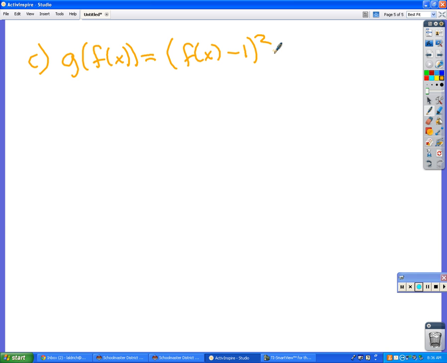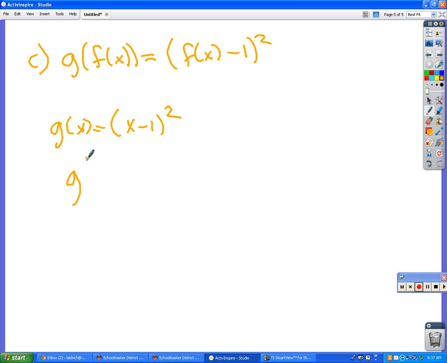Look at the g function. The g of x is x minus 1 squared. So this is an x, this is an x. G of f of x is f of x minus 1 squared. This is an f of x, this is an f of x. That was kind of confusing. Whatever's in the parentheses goes in where the x is.